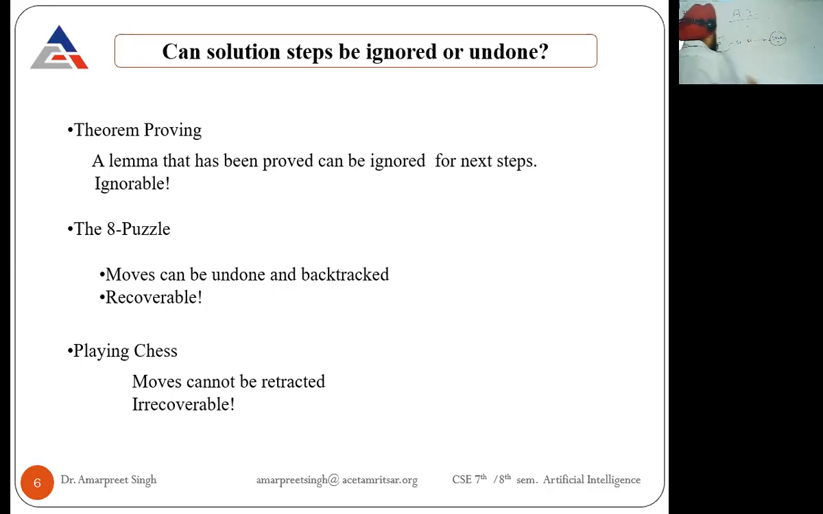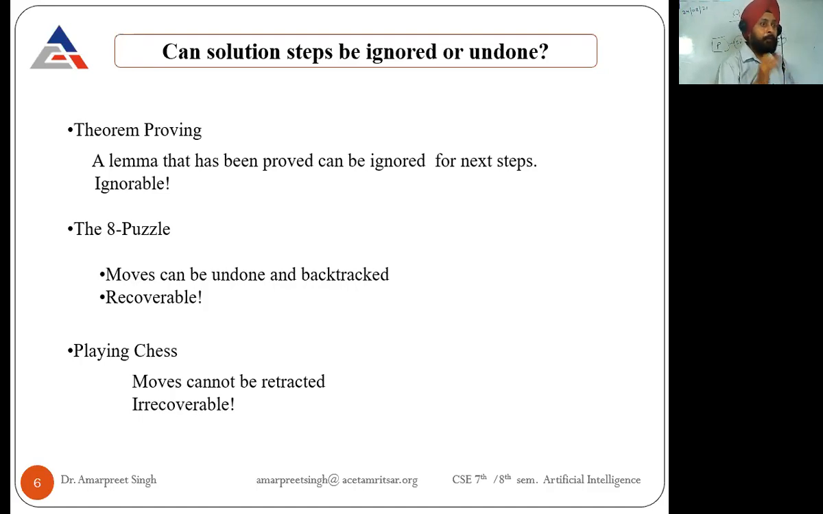Now the question is, whatever the steps, whatever the operators, what are the operations you apply from reaching from the initial state of the problem to the final solution state. So can these steps be undone? Can you revert back if you have taken one step and you find that this step is not right? It will not lead you to the final result. So what you can do, you can very simply revert back. But it is not true for all the problems. Sometimes you take a step, but it cannot be taken back or reverted back.